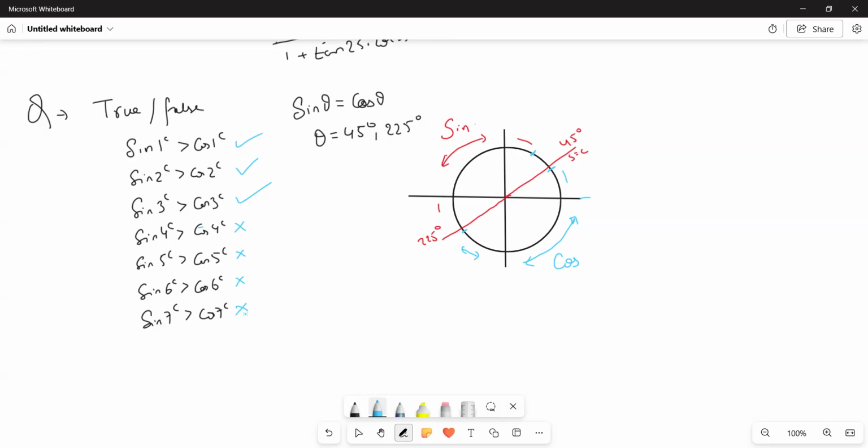सर आप एक बार रूल रिपीट कर देंगे क्या? If an angle on the circle lies above this dividing line, तो sin will be dominant. मतलब sin का value would be greater. And if an angle lies below this dividing line, ठीक है, blue वाली region में, then cos would be greater. ओके सर, थैंक यू.